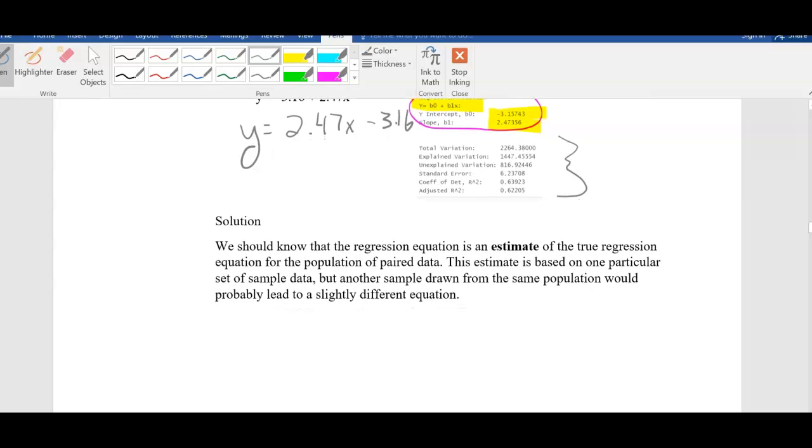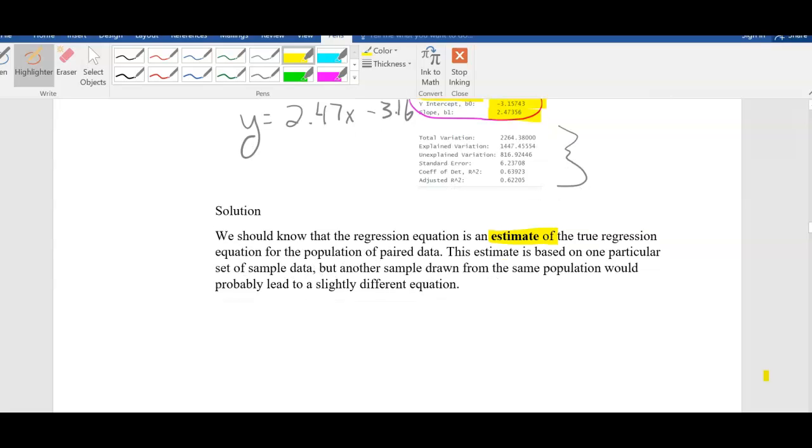Okay, the regression equation is just an estimate of the true regression equation for the population of paired data, because we're using a sample. So it's just an estimate. It's usually fairly close. It could be slightly different depending on your different sample data.